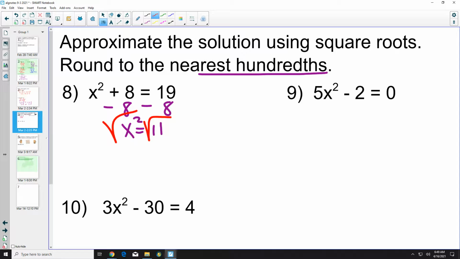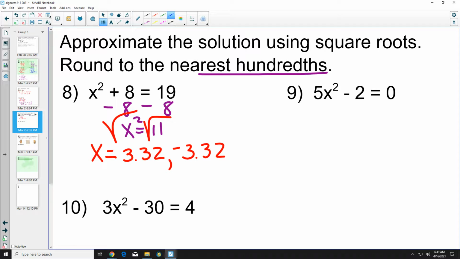That means it's not going to end. It looks like 3.3166. Okay, so if we're rounding to the hundredths, one answer would be a 3.32 because the next number is a 6. The other answer would be a negative 3.32.